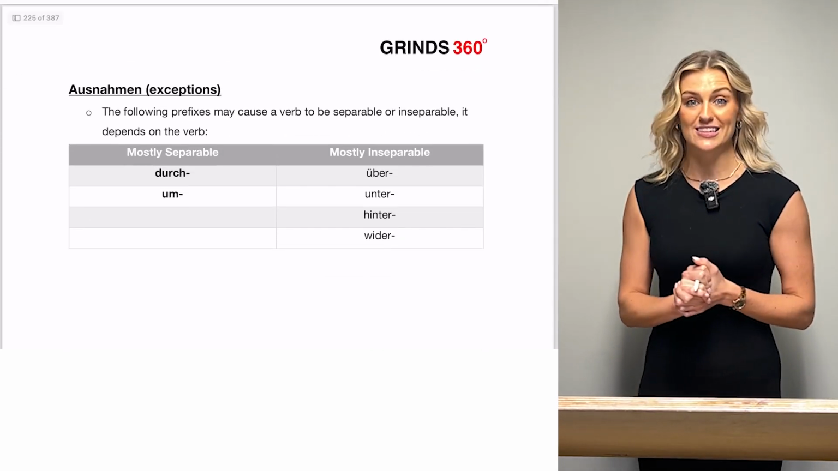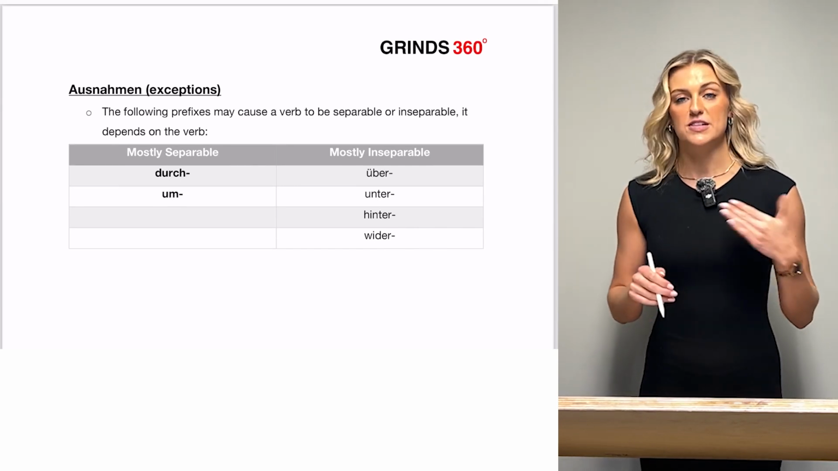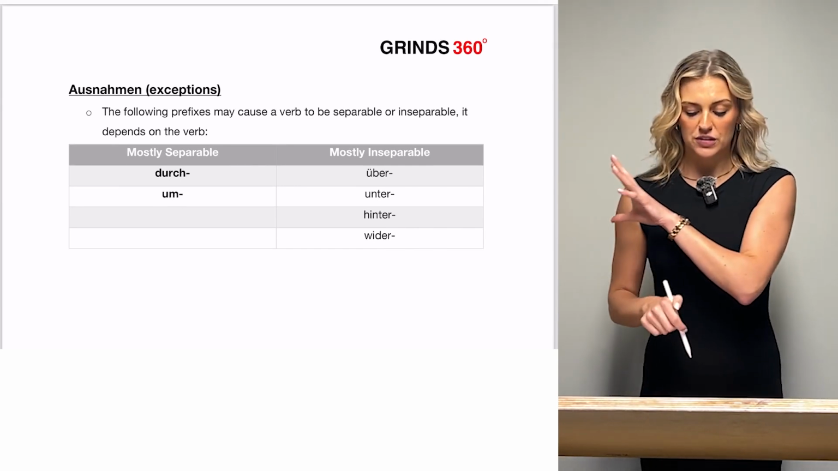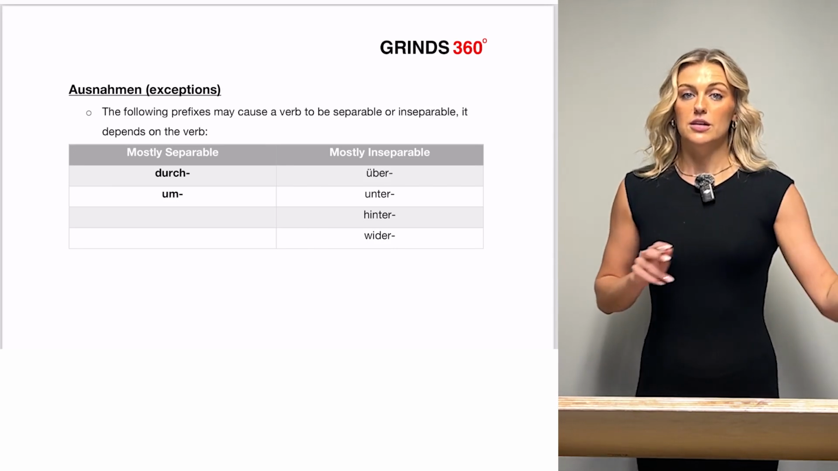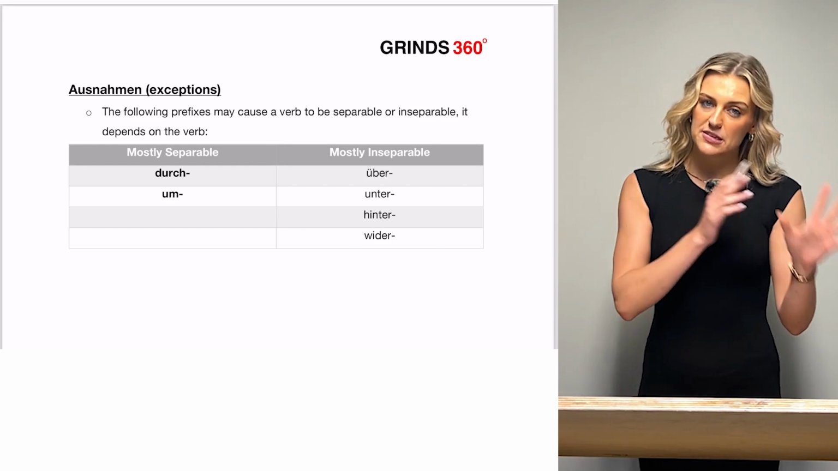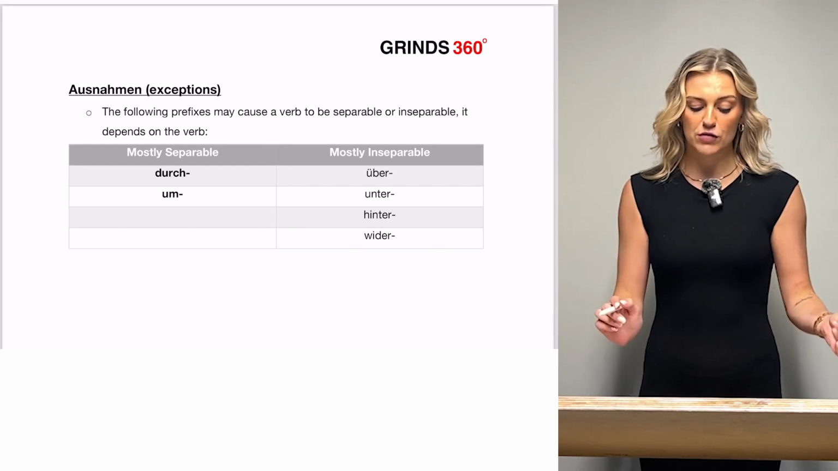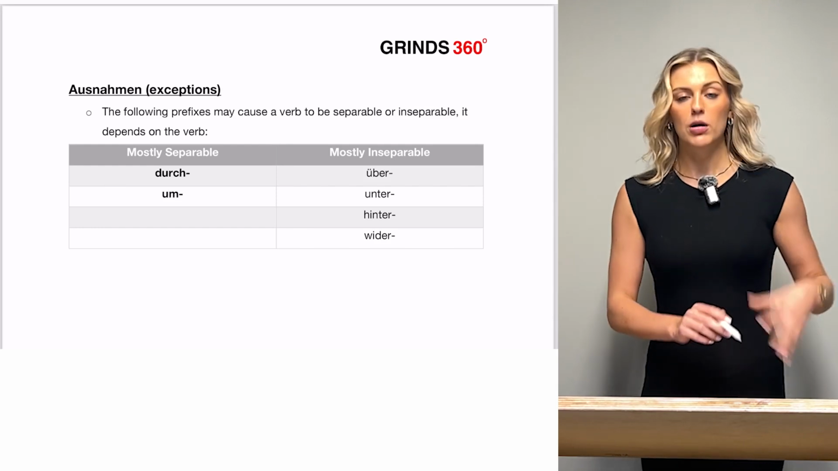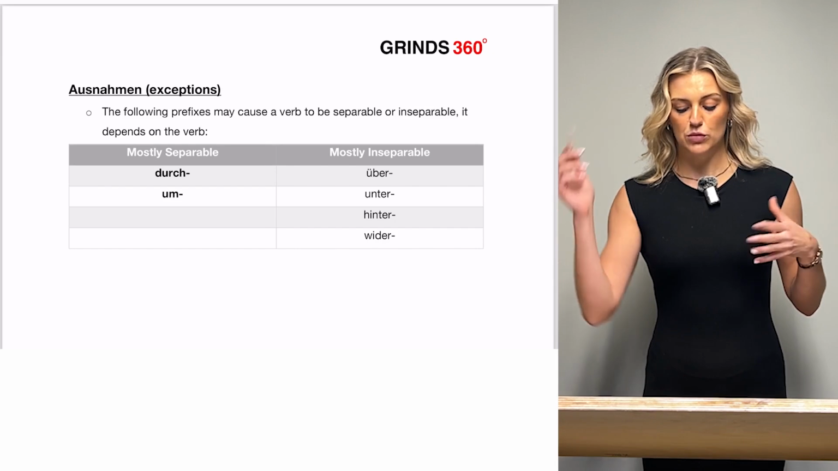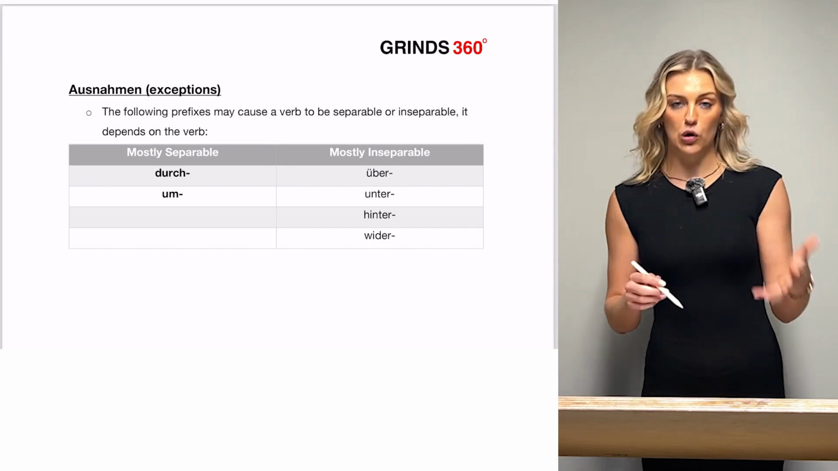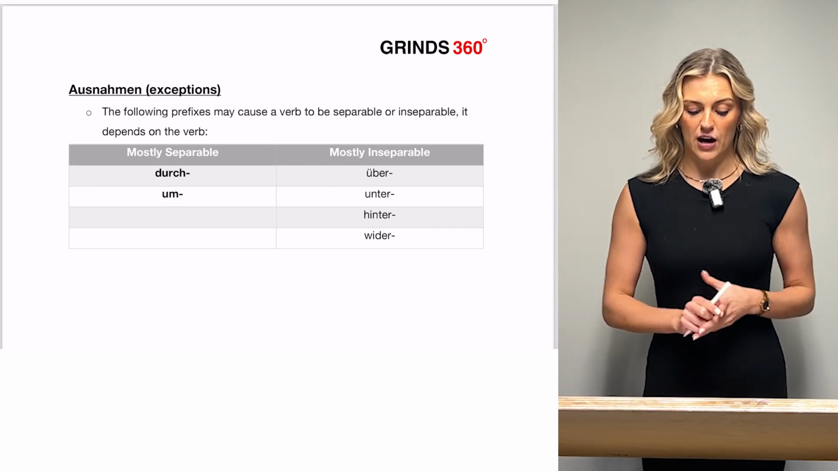Almost forgot, we have a few exceptions, okay? The following prefixes may cause a verb to be separable or inseparable. So these prefixes here, if you see them at the start of a verb, it changes. The verb may be separable or inseparable. It depends on the verb, okay? But generally, durch and cause the verb to be separable, and mostly über, unter, hinter, and wieder will cause the verb to be inseparable, okay? So just be careful with that there.